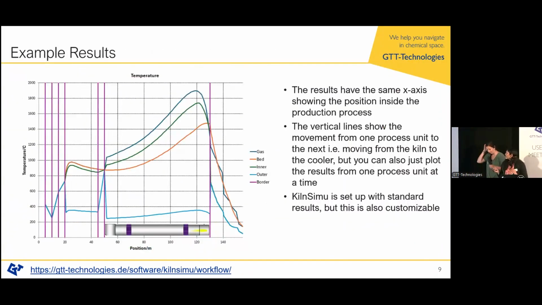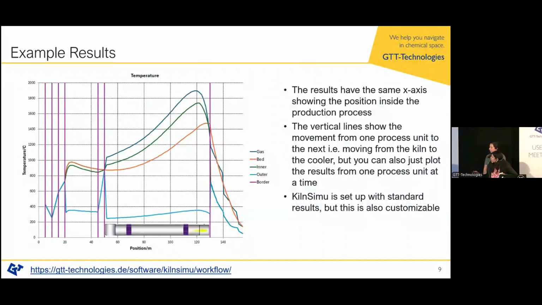Okay, so one of the example results, you can get the temperature. So I will explain the plot. These are the vertical lines. These correspond to cyclone 1, 2, 3, and 4, followed by calciner, then another cyclone, followed by rotary kiln, and then the cooler. So these are the different process model units. And you can see the different curves correspond to the temperature of the gas, temperature of the bed, temperature of the inner diameter, and also the outer diameter.